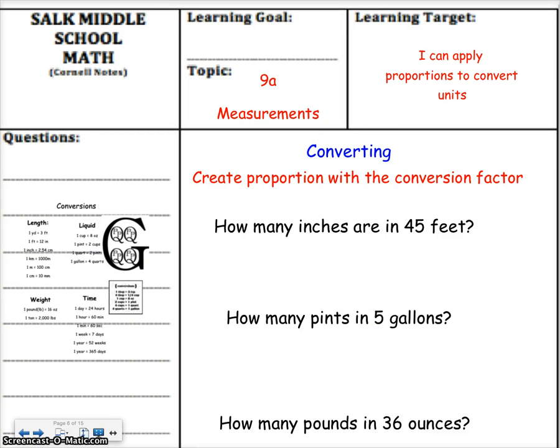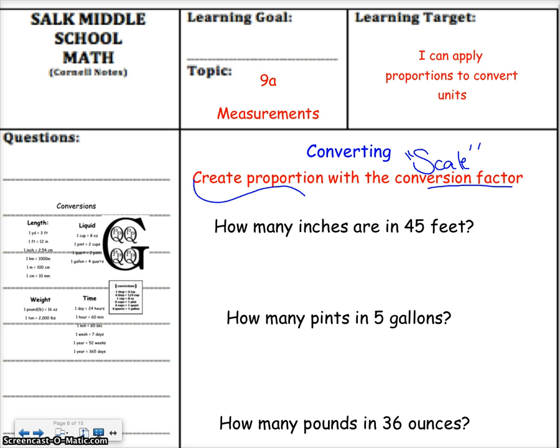In Unit 9, what's important is knowing how to convert measurements. Today you can apply proportions and scale factors to convert those measurements. When we convert, you want to create a proportion with the conversion factor. That conversion factor is also known as the scale factor. They are the same thing.